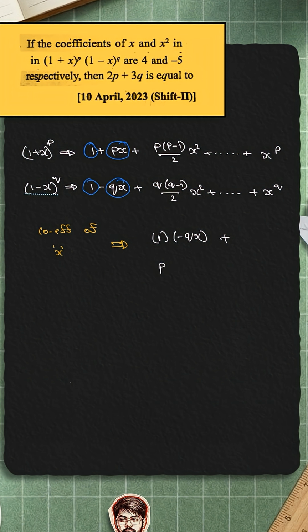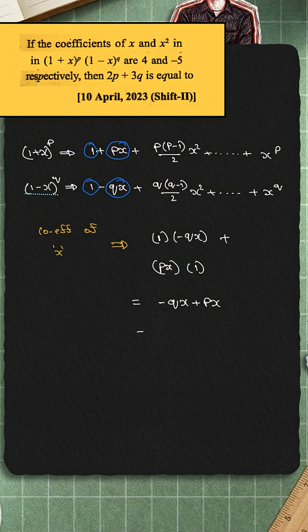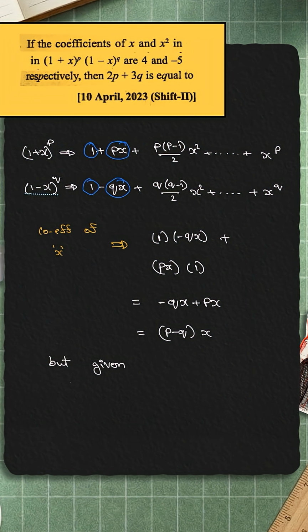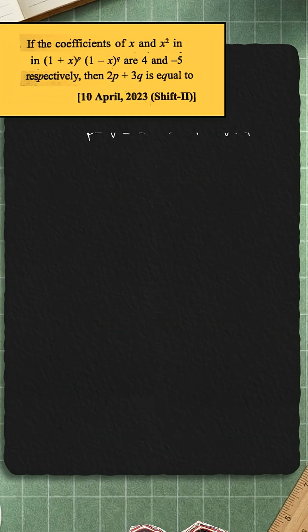So these are the only two combinations possible in the multiplication of these two expansions to give me the term that contains x. In the question they have mentioned that the coefficient of x is actually 4. So I am writing p minus q as 4.